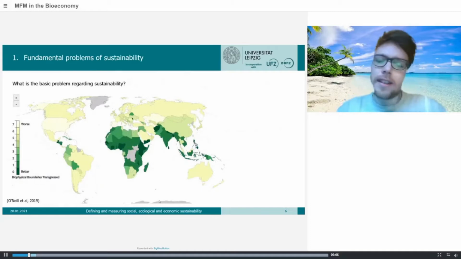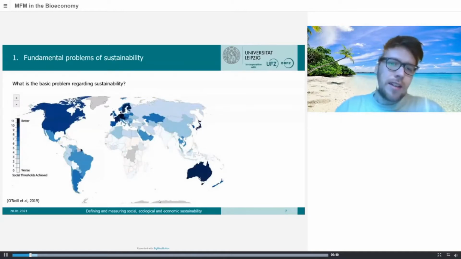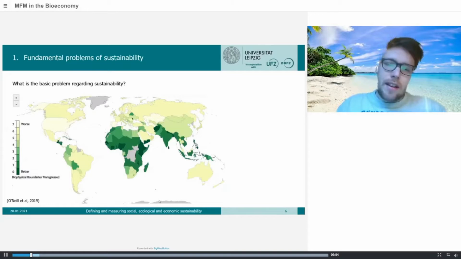And when you have a look globally, here is a map of the planetary boundaries and how they are transgressed. The greener, the better, and the more yellow, the worse. So you can see that most of the industrialized countries are transgressing planetary boundaries a lot. And when you compare the fulfillment of social needs to that, the darker blue the countries are, the more social needs are fulfilled, and the lighter blue the less social needs are fulfilled. You can see that we have an obvious problem here.